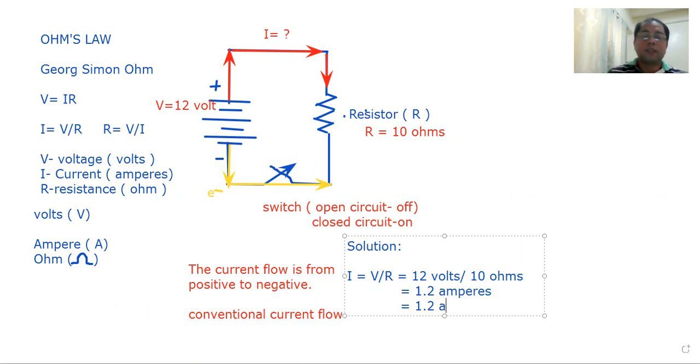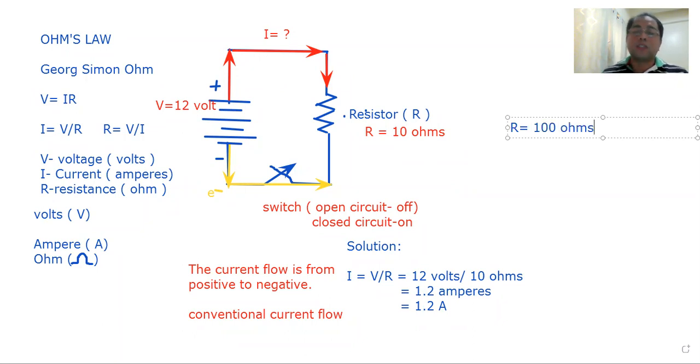Okay, so that's our current that will be traveling in our circuit. So again, this is a simple expression that denotes the relationship of the current, the voltage, and the resistor. Now, you notice if you're going to increase the resistor, guys, if you make this 100 ohms, what will happen to the current? If we change our resistor now and use a resistor equal to 100 ohms, and supposing we will use the same voltage, 12 volts, we will notice that the current I will be drastically affected.